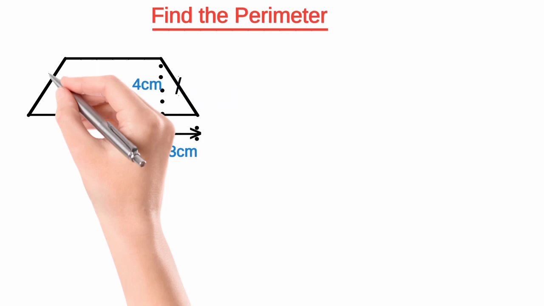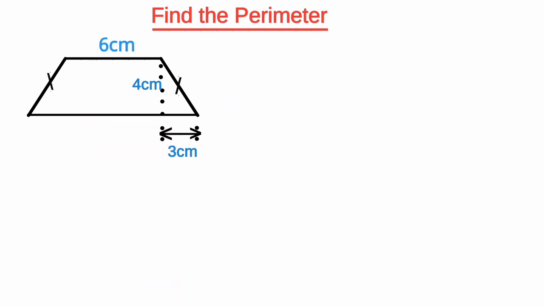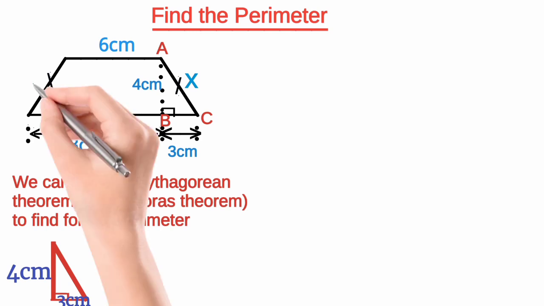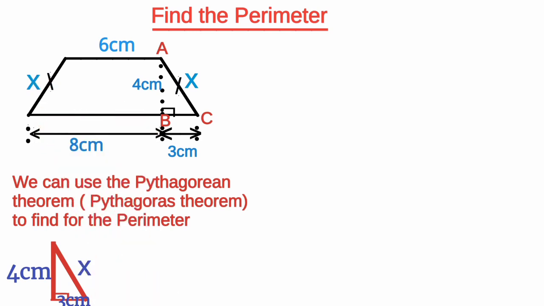So let's say that the right side is the same as the left side, and the base A is 6 centimeters and the base B is 8 centimeters. And 8 plus 3 centimeters will be the total base of the trapezium. So using the Pythagoras theorem to find the perimeter of the figure, we will label the right angle triangle from the trapezium as A, B, and C. Now, we will redraw the diagram ABC and call the height 4 centimeters as it is and the base to be 3 centimeters. We will call the side S because the sides are the same. Therefore, the hypotenuse of the right angle triangle will also be S.